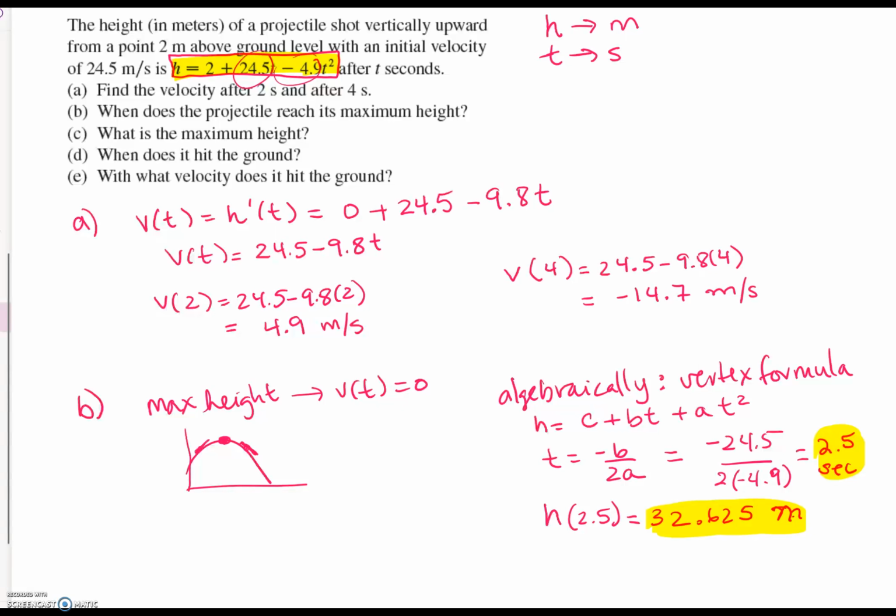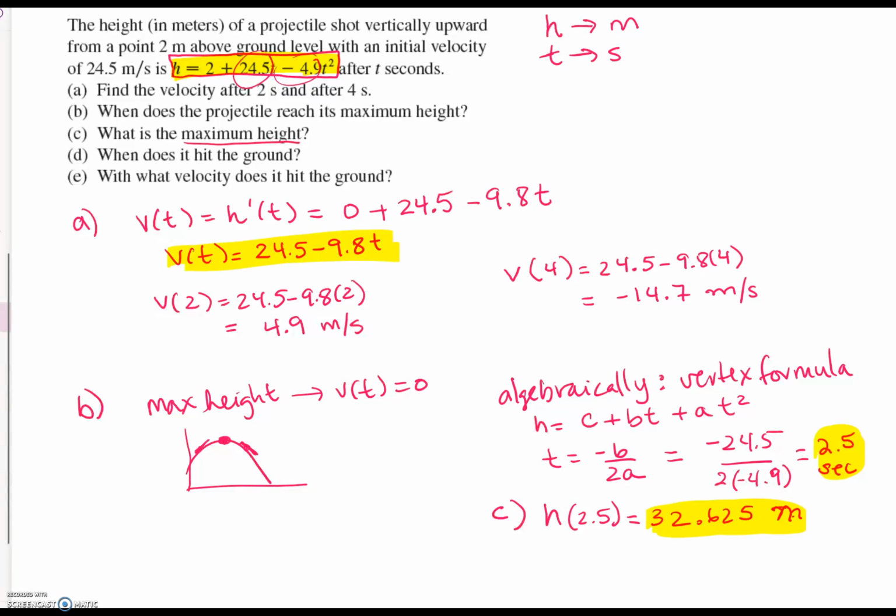Now, we actually found part C also, because C was asking what is the maximum height. We already found the y or the h value. When does the projectile reach its maximum height? So without calculus we did it. Now let's quickly do it with this idea that v of t has to be 0. V of t we know is this function right here.